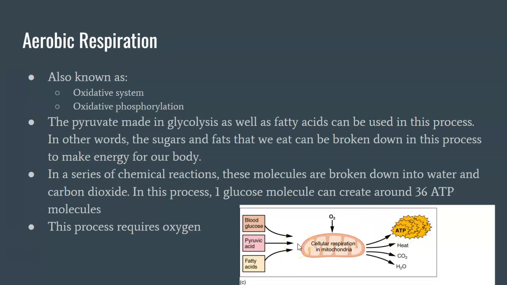And the other thing I want to point out that's really important is that this process uses oxygen. Like I said before, the other two processes do not use oxygen, but this one needs oxygen to work. All right. And this process is very efficient. It can make up to 36 ATPs. So there's tons of ATP over here for every one glucose molecule.